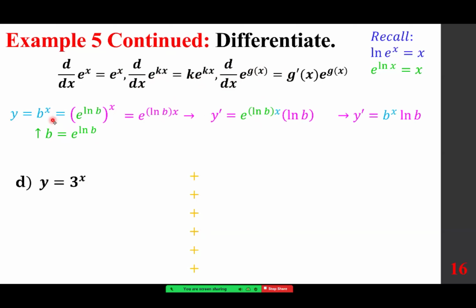And therefore, we proved when y is b to the power of x, the answer is b to the power of x times ln b. So any exponential, the answer is itself. So this one, the answer is itself, 3 to the power of x. But when you look at the base, is it e? No. Then by the logarithmic properties, you need ln of the base, you need ln of 3, and we just rewrite.